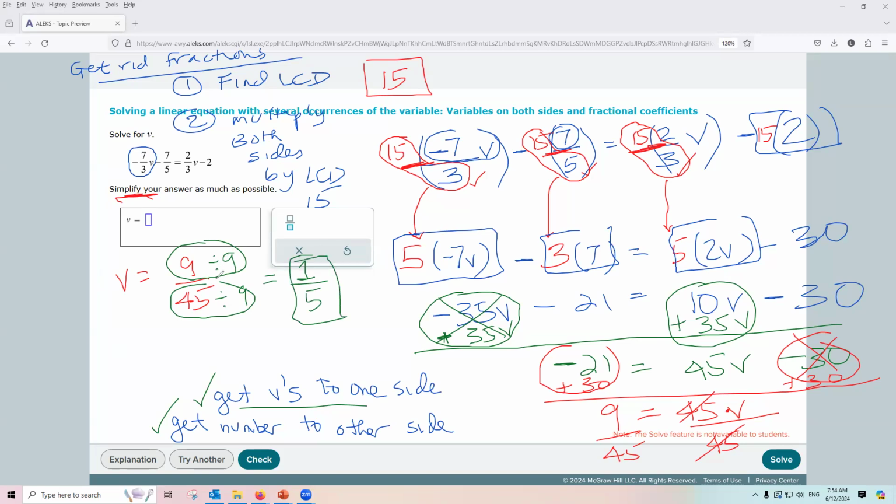Okay, so the key to this was let's get rid of fractions from this equation as the first step. To do that, find the LCD, multiply both sides of the equation by the LCD. That gets rid of fractions, and then you have a simpler equation to solve if the fractions have disappeared.